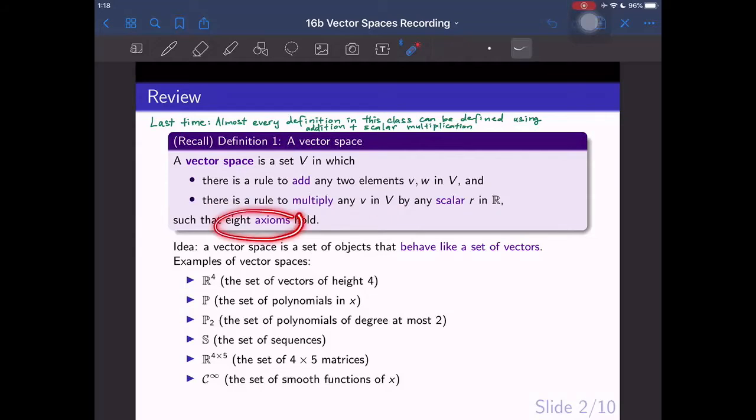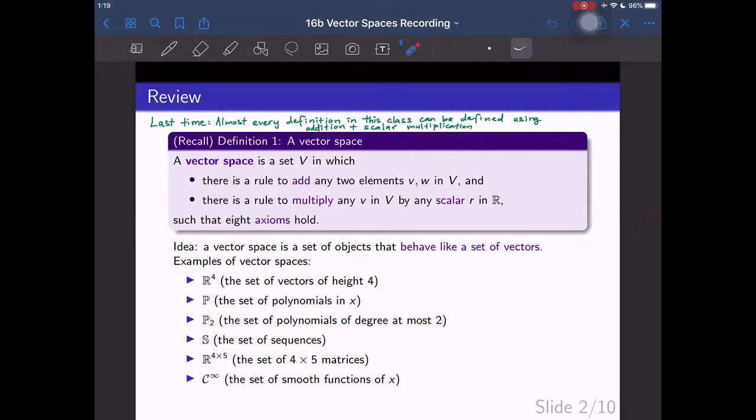These 8 axioms are just a list of properties that tells us that addition and scalar multiplication must behave in a nice and familiar way, like vector addition and scalar multiplication for vectors. We had a warning that a vector space is a set of objects that behave like vectors. They're not necessarily vectors, even though our textbook uses the word vectors to describe elements of a vector space. Last time, we saw many examples of vector spaces.